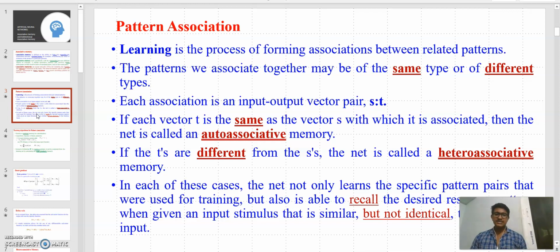In each of the cases, the net not only learns the specific pattern pairs that we use for training, but it is also able to recall the desired response pattern when given an input stimulus that is similar but not identical to the training input.